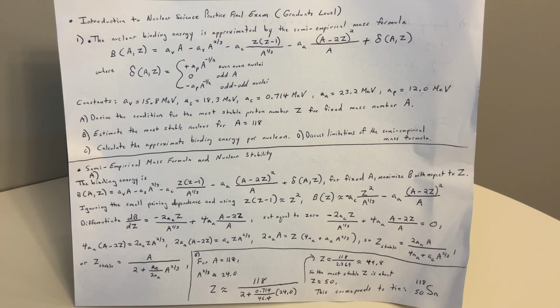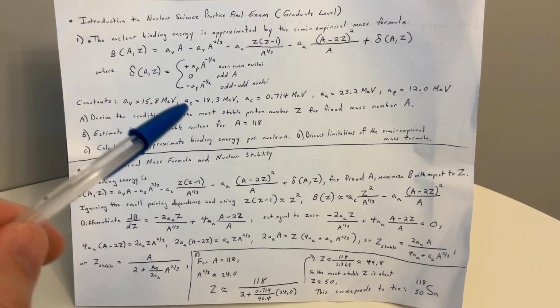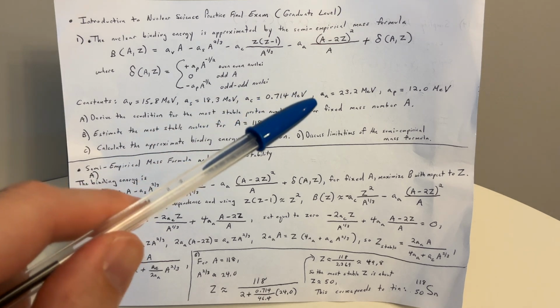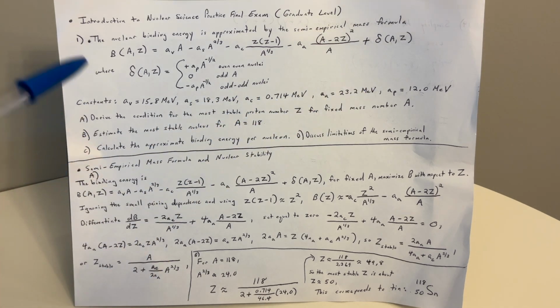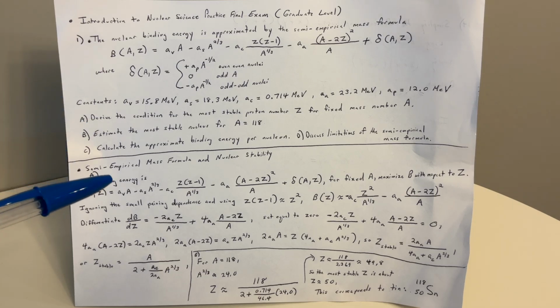By the way, I'm going to go through this rather quickly so you have this as a reference with the setups and the answers. Here are the constants given for A sub V, A sub S, A sub C, A sub A, A sub P. Part A, derive the condition for the most stable proton number Z for fixed mass number A. So here we go, semi-empirical mass formula nuclear stability problem.